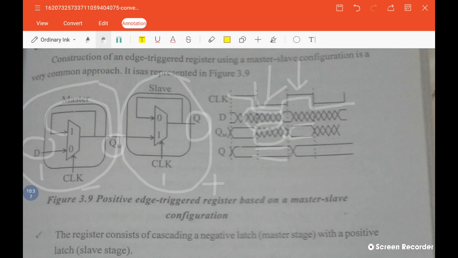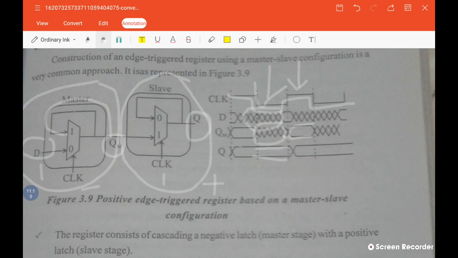And then at the same time when the clock is high, the slave is now in transparent mode. So under transparent mode, what data does it have to copy? The QM data will be copied to Q. What is QM? In QM, what is available? So when the clock is high, in QM we have a stable output signal. See here. In QM, we have a stable signal. So that signal is copied to Q.